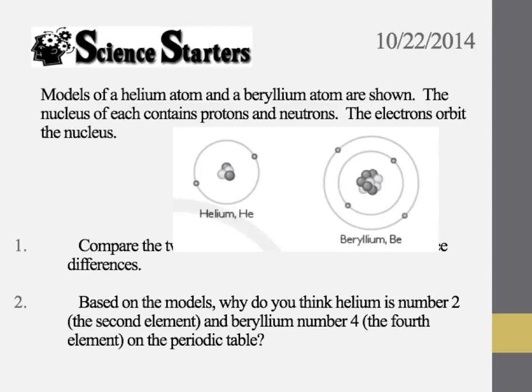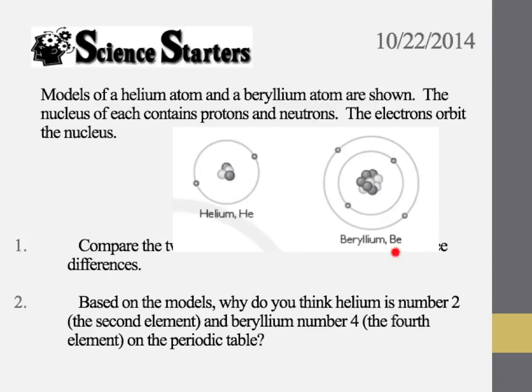Today, we're going to continue looking at the model of the atoms. Specifically, we're going to start off with the helium atom and a beryllium atom. We can see, hopefully pretty clearly, that we've got some protons and neutrons in the core, the nucleus of our atoms, and some electrons orbiting around the outside.